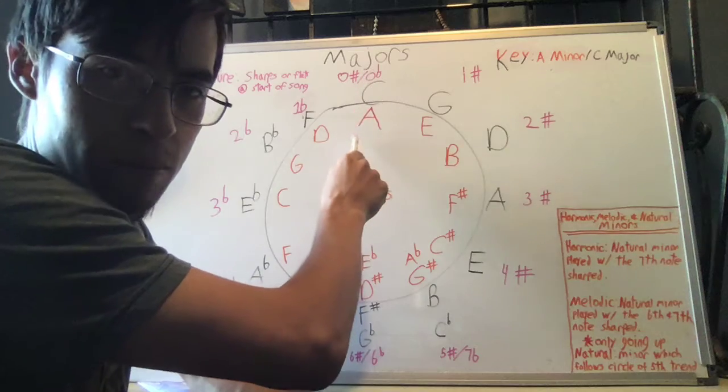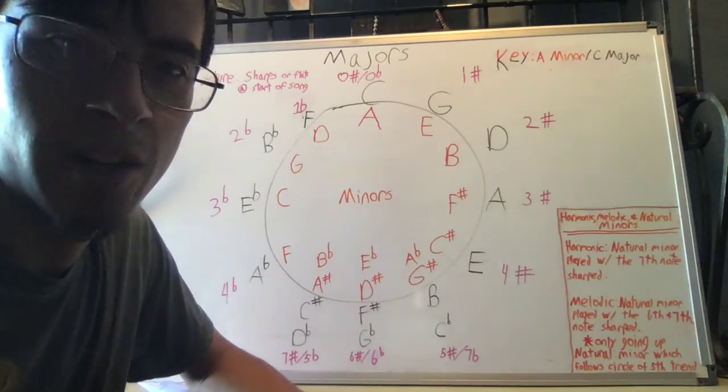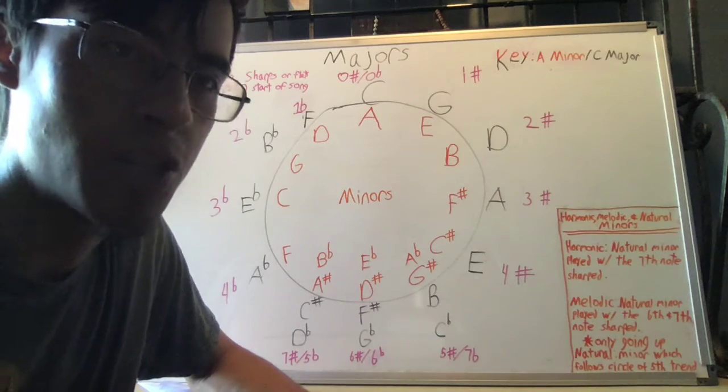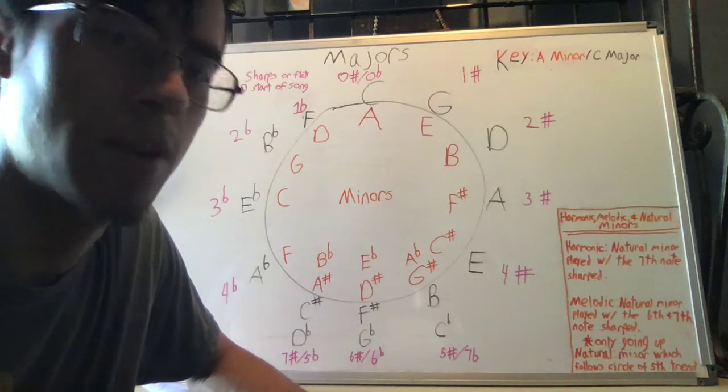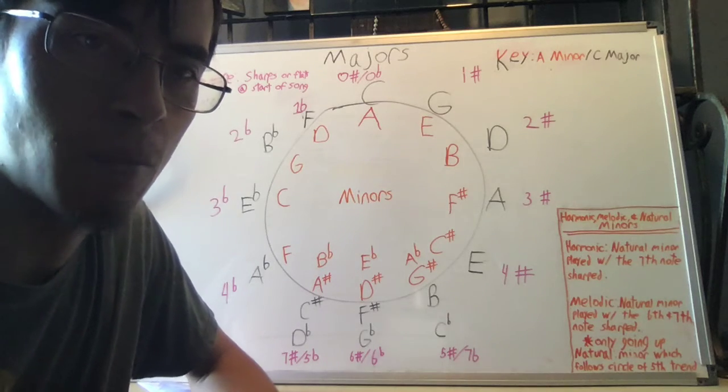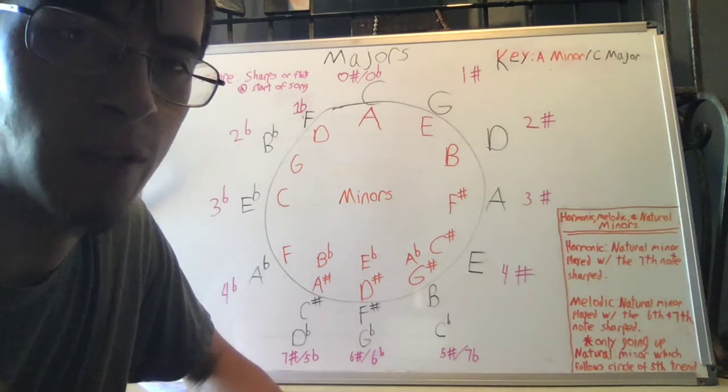So if we're taking the example of A harmonic minor, then we'd play A to A, and that 7th note in that scale, which is G, would be played sharp instead of regular, and that would make it a harmonic minor scale for the A.